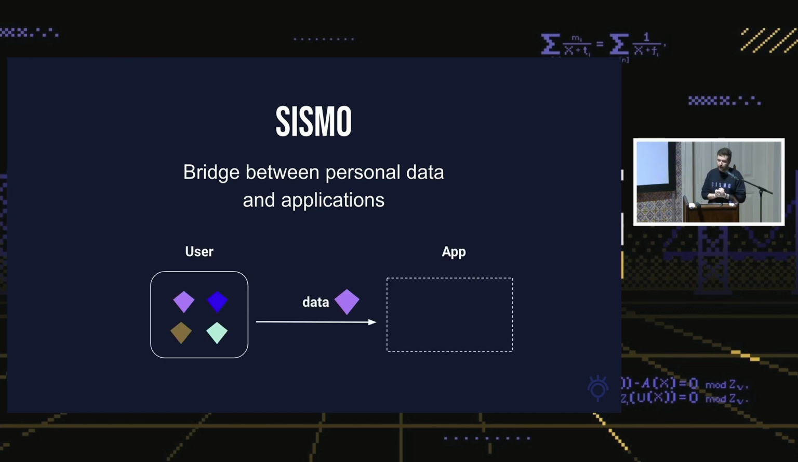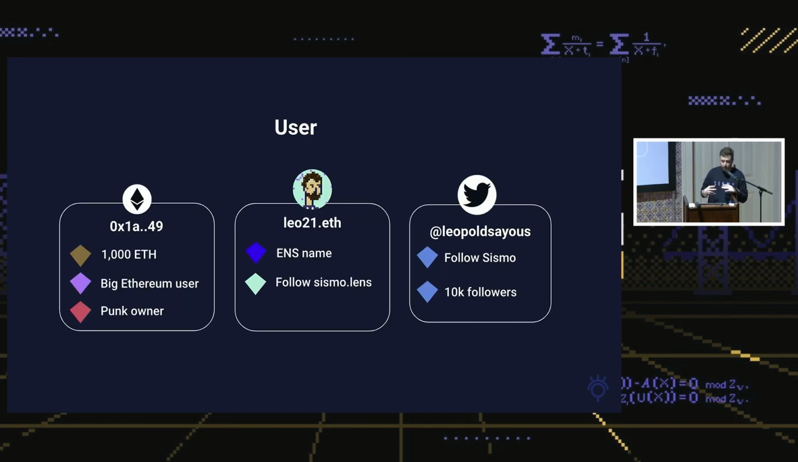As a user, you have a lot of different types of data. And as an application, you need this data to do stuff with it. So the personal data you have can be like your bank account, your very private addresses, Web3 accounts where you have all your Ethereum, where you have an NFT, whatever. You also have your more public accounts, where, for instance, you follow Sismo.lens on Lens, or you have your ENS name. And you have other public information, like here, I have my Twitter account.